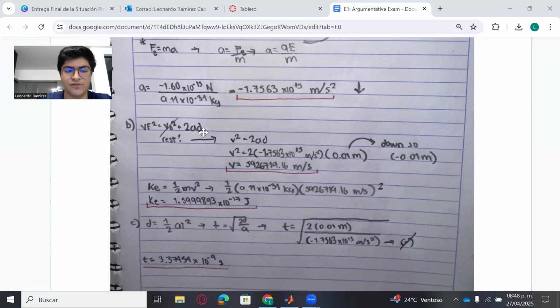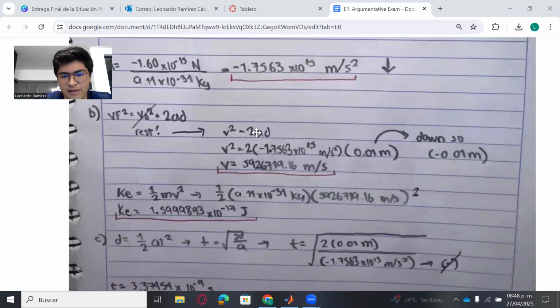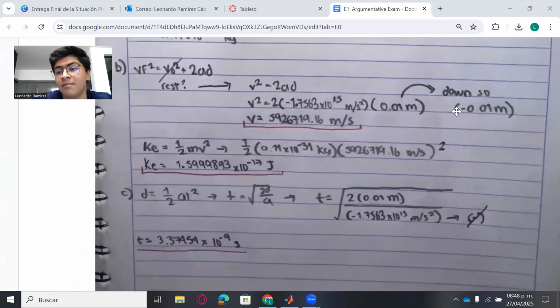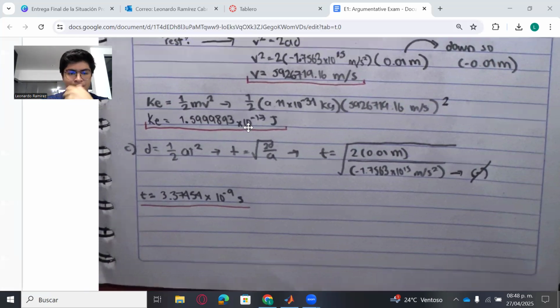So here we have the one to calculate the final velocity after traveling this, which was the 1 centimeter, I guess. Yeah. And this was our final value just by replacing some values. We have to remember that this is a -1 because it's going downwards according to the problem. And kinetic energy is exactly the same formula we have been using for the whole career. So here we are given the value of mass. We also calculated the one of V previously.